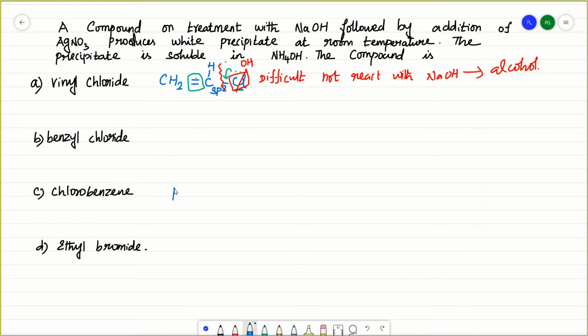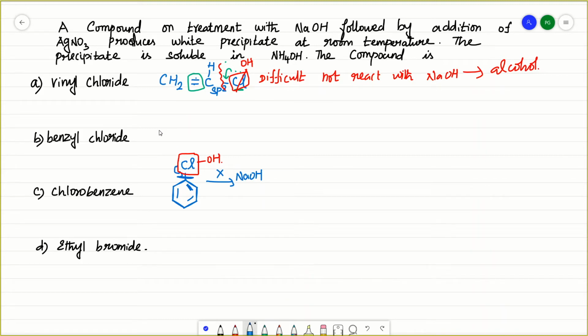What is chlorobenzene? Here chlorine is directly attached to the benzene ring. Here also this chlorine is in conjugation with the double bond, so it is very difficult to break this bond. It will not react with NaOH. This chlorine will not be replaced by OH. So these two will not react with NaOH. Then moving to benzyl chloride.